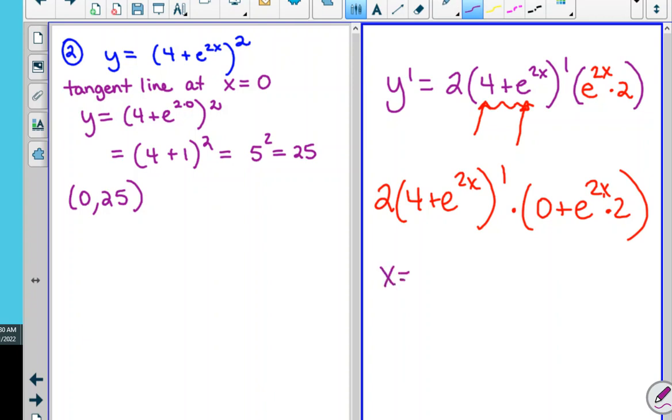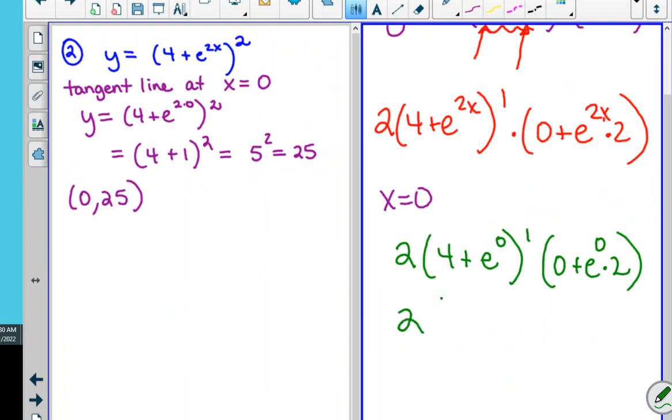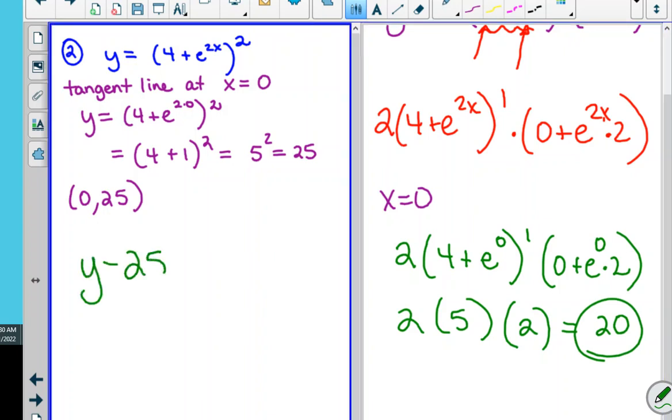And when I plug in a 0, we're going to end up at 4 plus e to the 0, and then 0 plus e to the 0 times 2. So that's a 5, and that's a 2. Looks like we're getting a slope of 20. That's a pretty big slope. y minus 25 equals 20 times x minus 0.